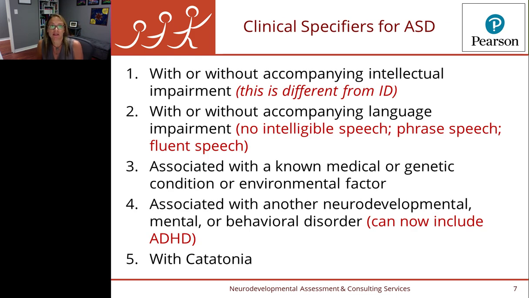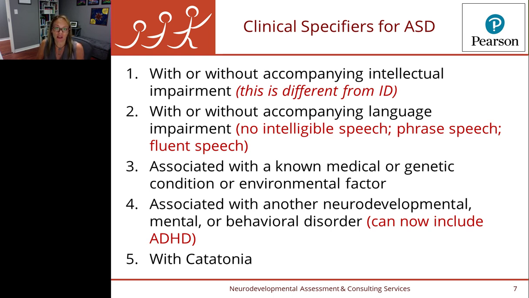So what I like about the DSM-5 are the clinical specifiers. This really helps to inform treatment and intervention. When I come up with the diagnosis and I say, yes, this is an individual with autism, that doesn't tell me much about the individual's profile. So the specifiers really outline that.